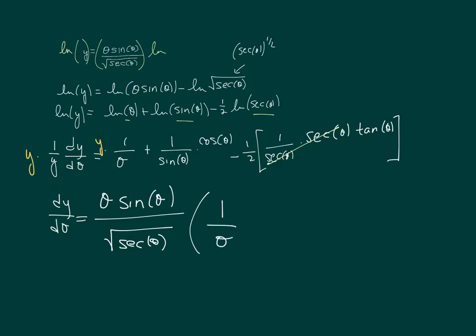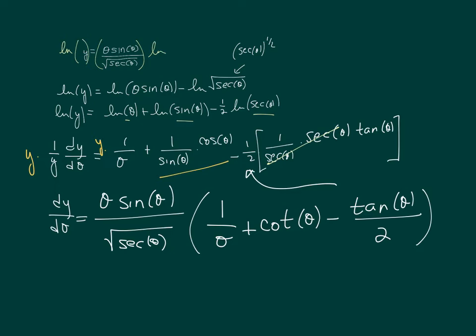Well, this next term here is going to end up being cosine over sine, which is going to be cotangent. And then I have left here minus tangent over 2. So that's that 2 right there.